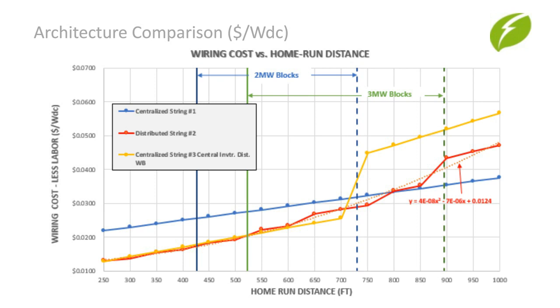We added the trend line on the red distributed string curve to show that it's not linear and it's actually exponential. If the graph extended, we would see it eventually pass our yellow system 3 line. At this point, the data is showing us the centralized string option doesn't compete well with wire cost in the 2 megawatt block. And it's only a clear winner when we exceed the average max home run distance on the 3 megawatt block.